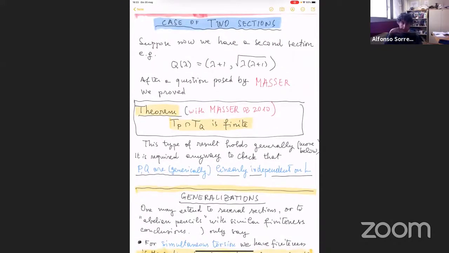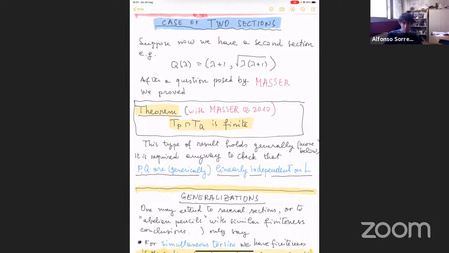Suppose we have a second section. I write just this section for simplicity. So you see now I have again taken the Legendre curve. Now the abscissa is not constant anymore. It is equal to lambda plus 1. And again, the ordinate is obtained just by solving the equation of the Legendre elliptic curve. Again, there is an ambiguity on the sign, but let us forget about this.